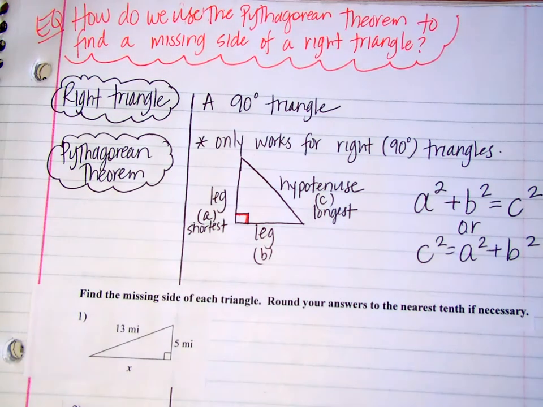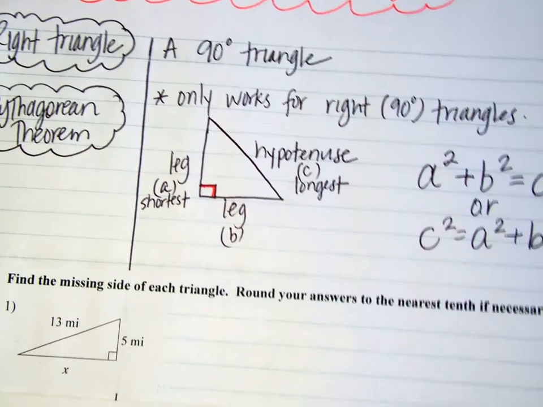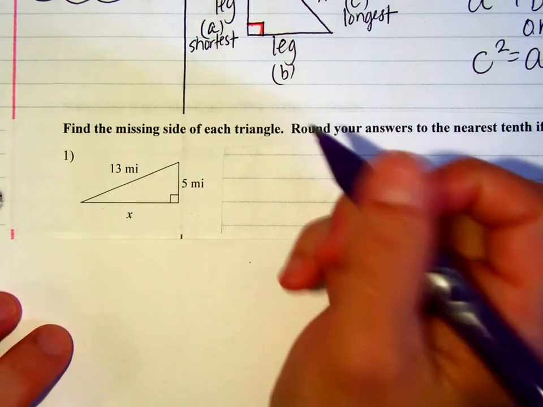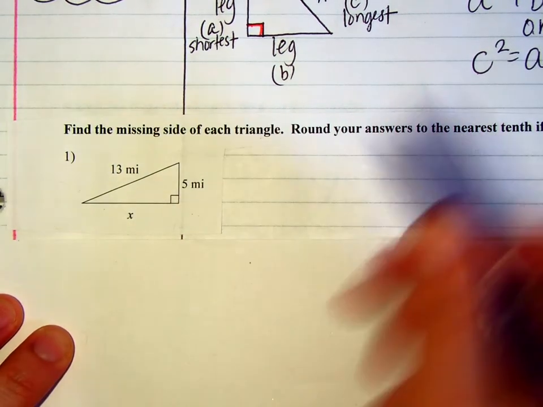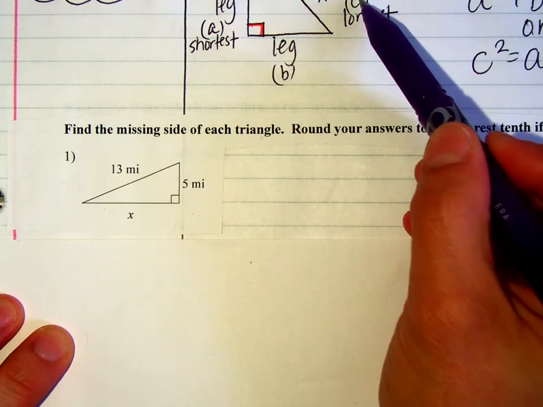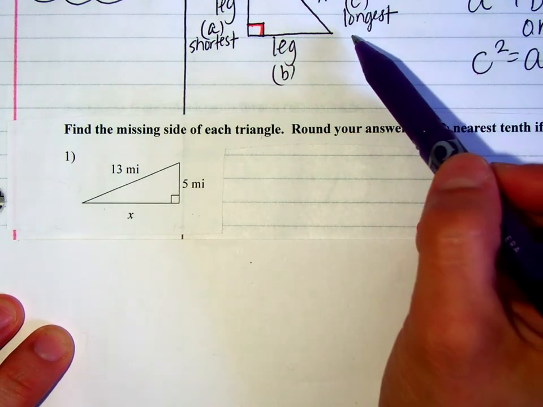So our first example is find the missing side of the triangle, and we're going to round our answer to the nearest tenth if necessary. Okay, if we don't need it, then we don't do it. So it's really nice for us to label our sides so we know what's what. Now remember the two legs are going to always be A and B, and the hypotenuse is always going to be C, the longest piece, the diagonal.